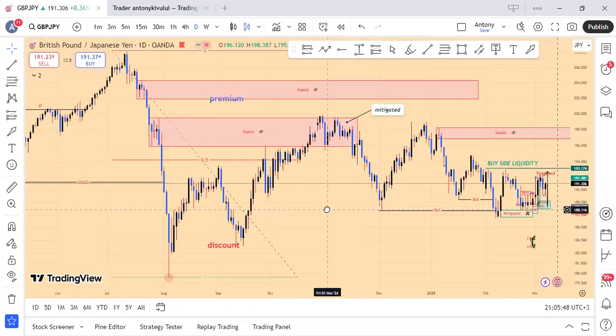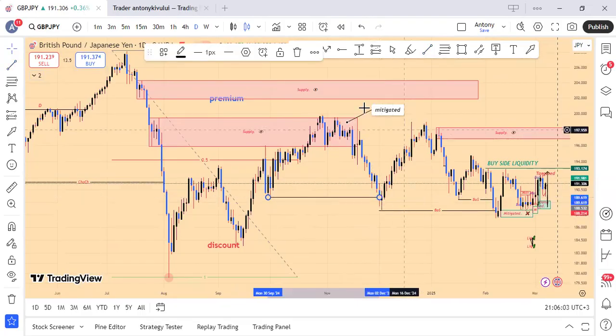Now, after the price came back to my point of interest, you can see this is the last break of structure to the upside: the higher high, higher low, then higher high. You can see here there was a change of character at this point. That is a change of character.